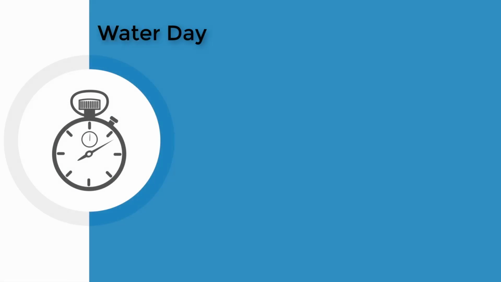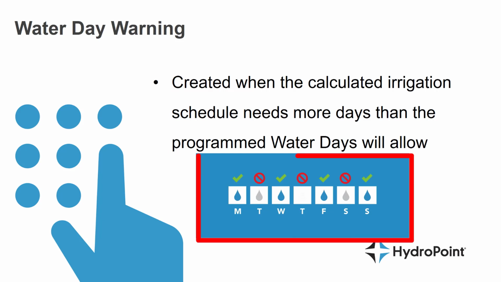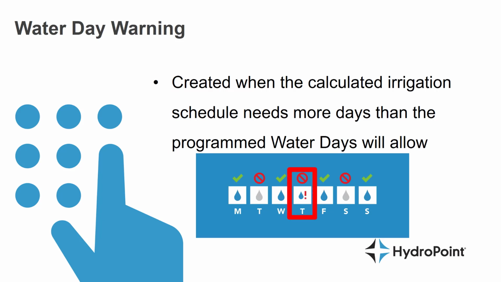A water day warning is created when the calculated WeatherTrack irrigation schedule is asking for more days than the current water day mode settings will allow.